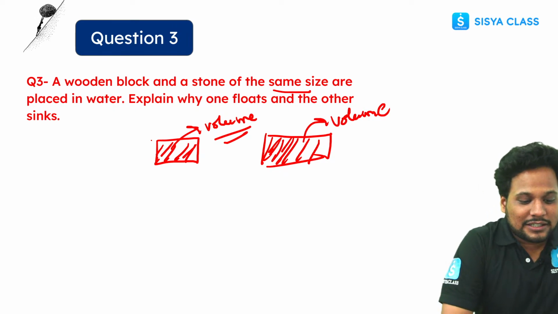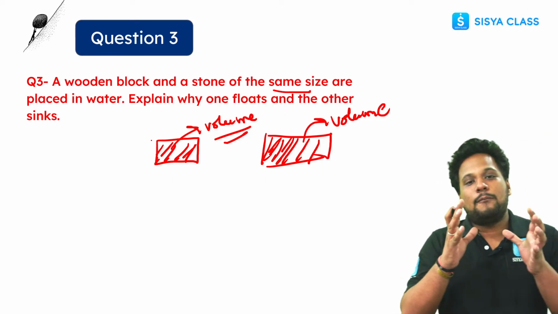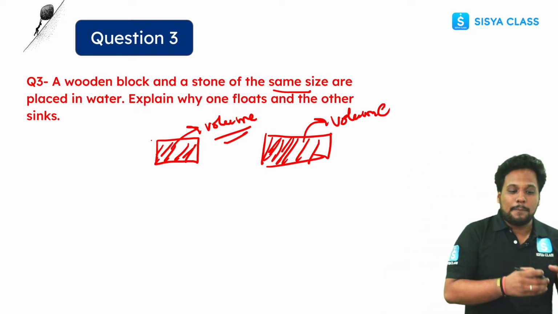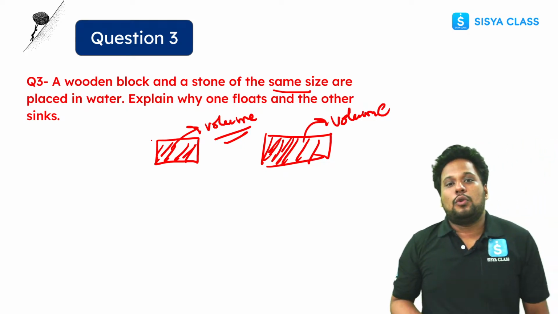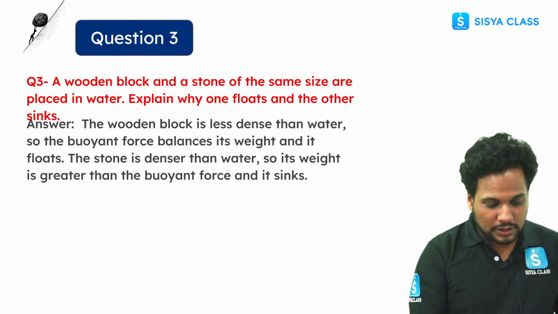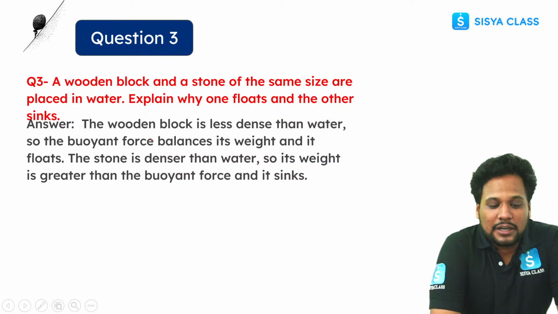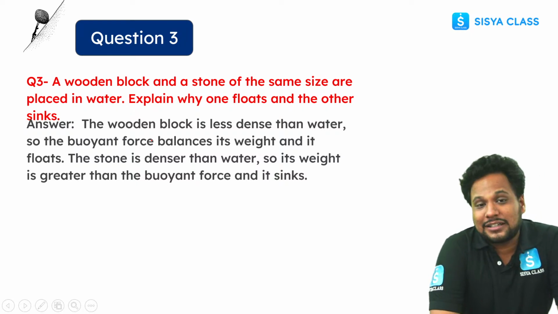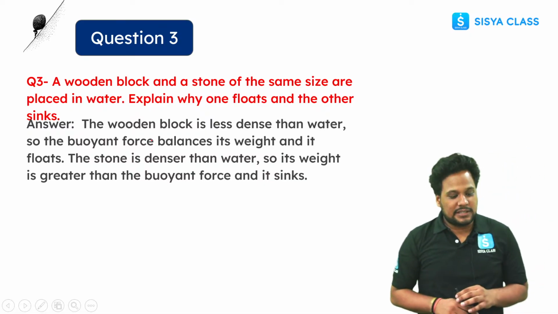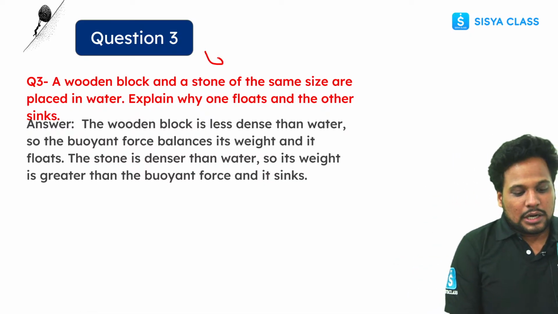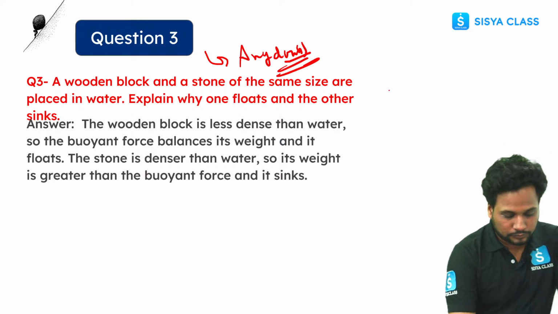This is clear now? Yes, tell me. So if the mass is greater, in that case the density of a stone is greater than that of the wooden block, and because of which the stone is going to sink but the wooden block is going to float on water. This is clear? Yes. So the wooden block is less dense than water, so the buoyant force balances its weight and it floats, while the stone is denser than water, so its weight is greater than the buoyant force and it is going to sink in the water. This is clear? Yes. Any doubt in this question, beta? No doubts? Okay.